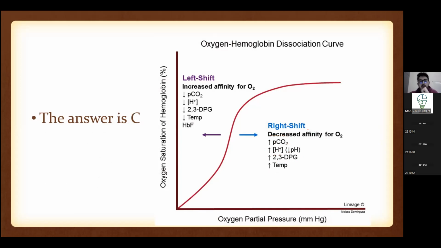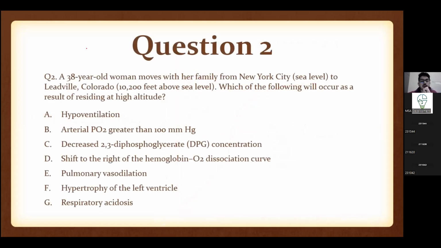Okay. Let's go to the second question here. A 30-year-old woman moves with her family from New York City to Leadville, Colorado. It's above sea level by 10,200 feet, and it's very high. Which of the following will occur as the result of residing at high altitude?